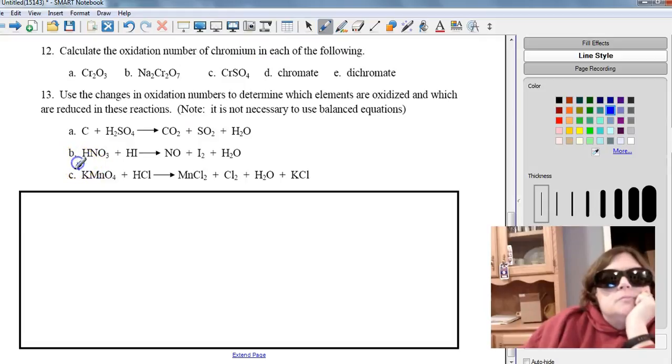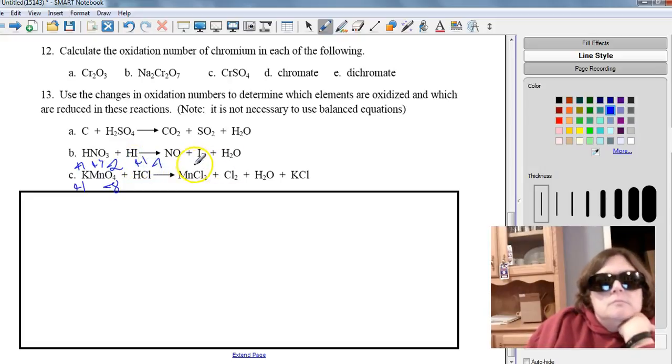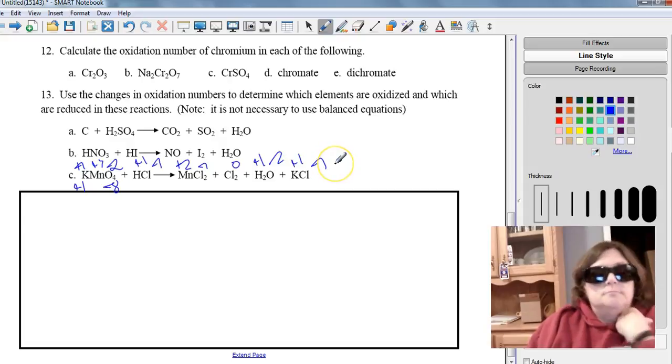Potassium's a plus 1. Oxygen's a minus 2, a total of minus 8, plus 1. Manganese has to be a plus 7. Hydrogen's a plus 1, chlorine's a minus 1. Chlorine's a minus 1, there's a total of negative 2, so this manganese is a plus 2. This chlorine is a 0.